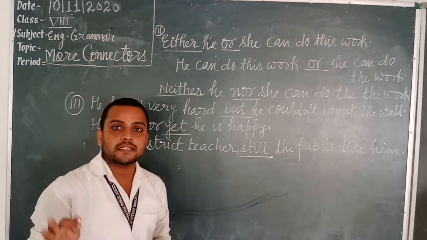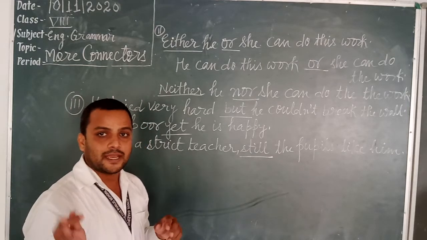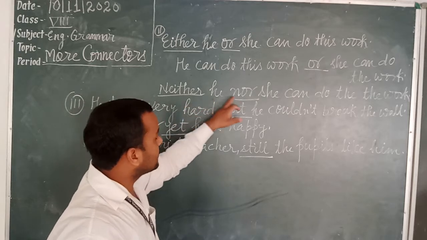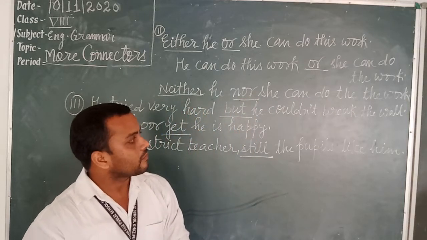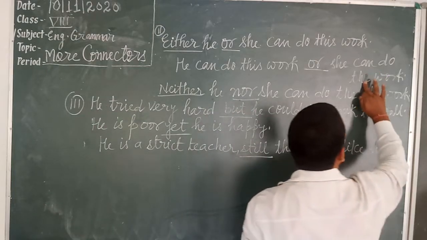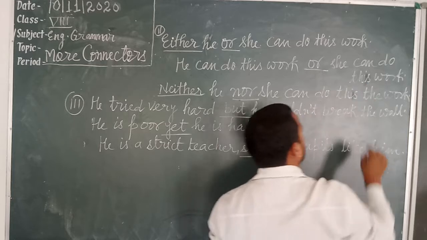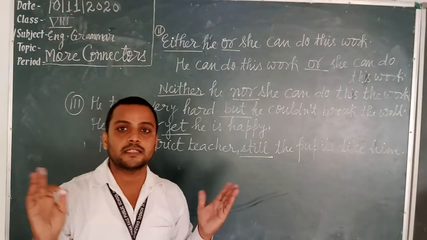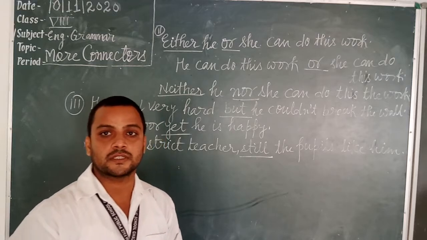When the sentence is negative and the option, the alternate, is given, then we use neither nor. Neither he nor she can do the work. Okay? So when there is a choice, there is an alternate, then we use alternative conjunctions.